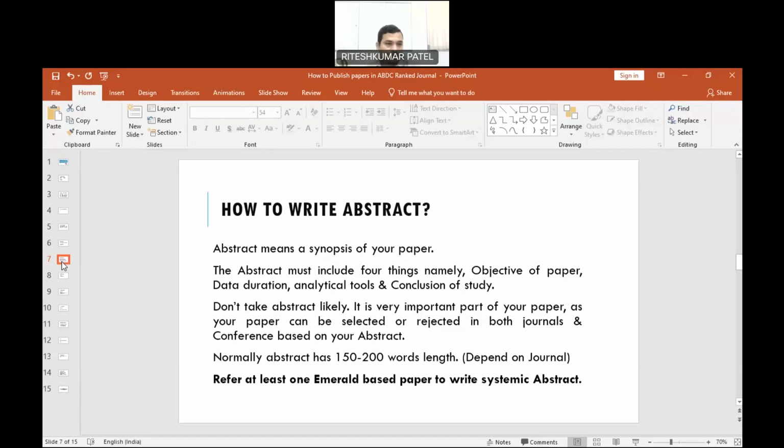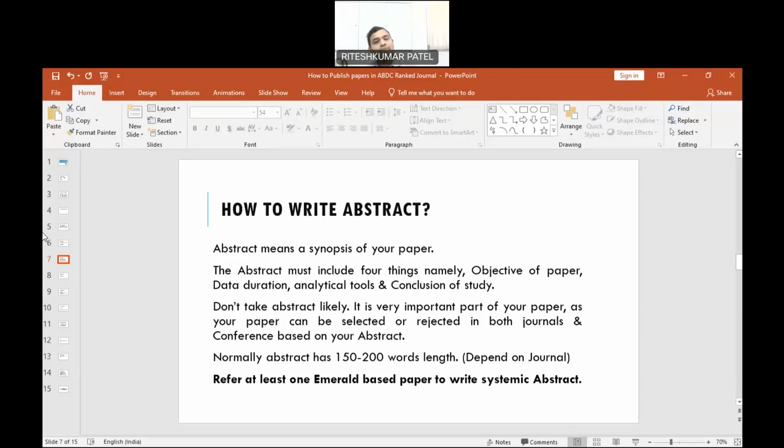Normally the abstract is 150 to 200 words in length, but depending on the journal it is decided what kind of abstract you need to have. So I suggest all of you read at least one Emerald-based paper to write a systematic abstract, so that you will get it.